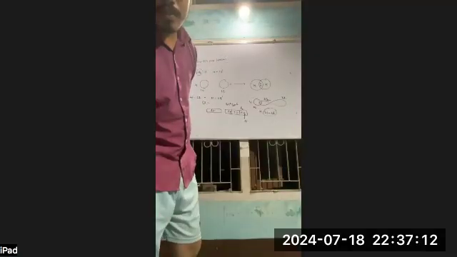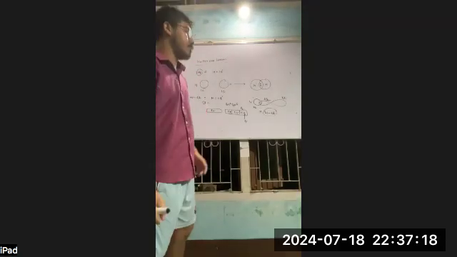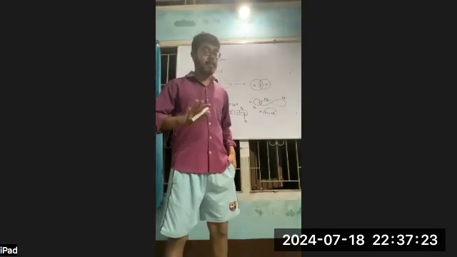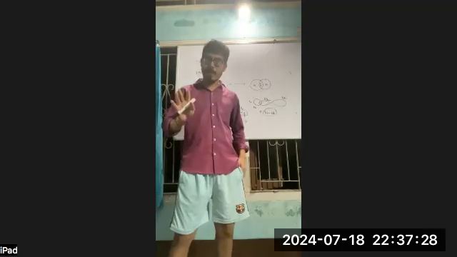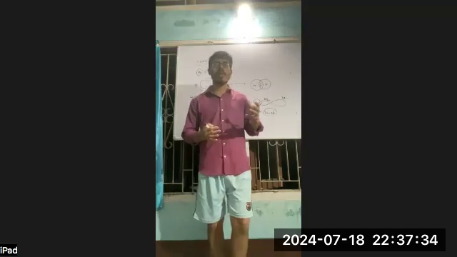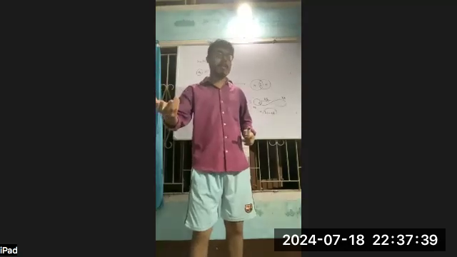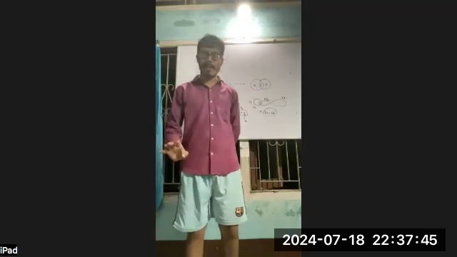What is the difference between VSEPR theory and VBT? From VBT, we don't know the exact shape of the molecule. From VSEPR theory, we can know the exact shape of the molecule. But from VBT, we can know only the bonding in the molecule, but we cannot predict the shape of the molecule. So from VSEPR, we can know the exact shape. That is the main difference, I think. Yes.